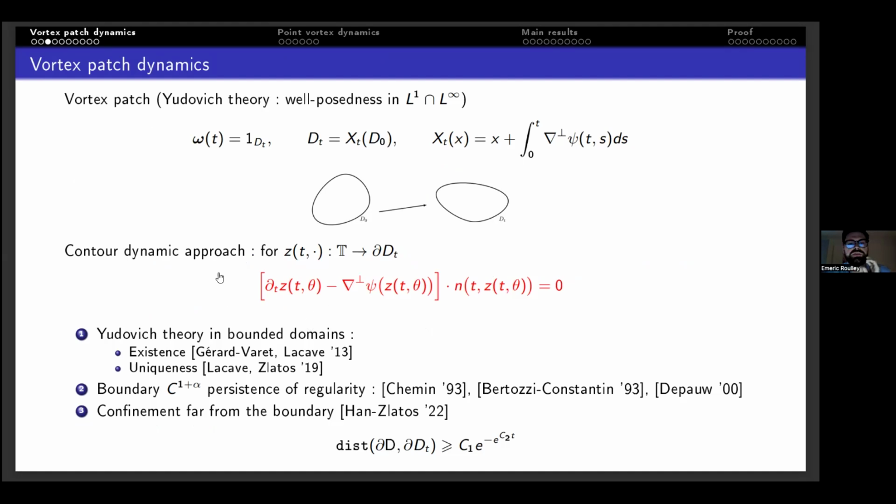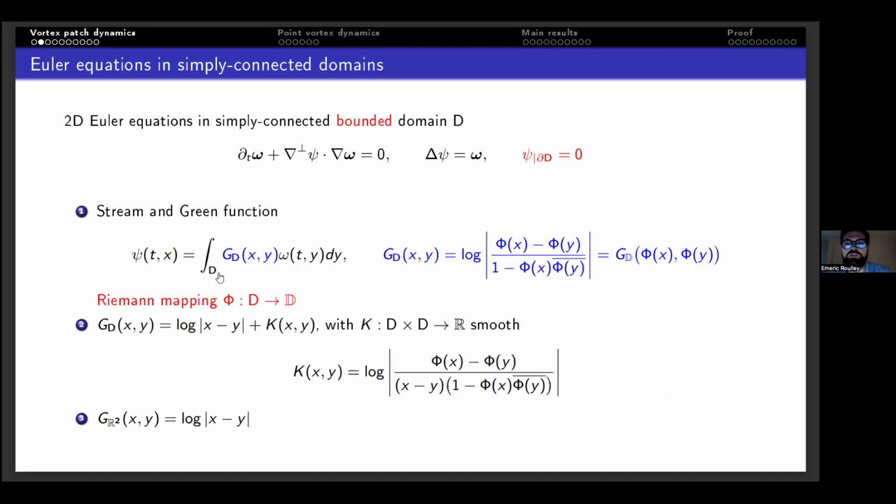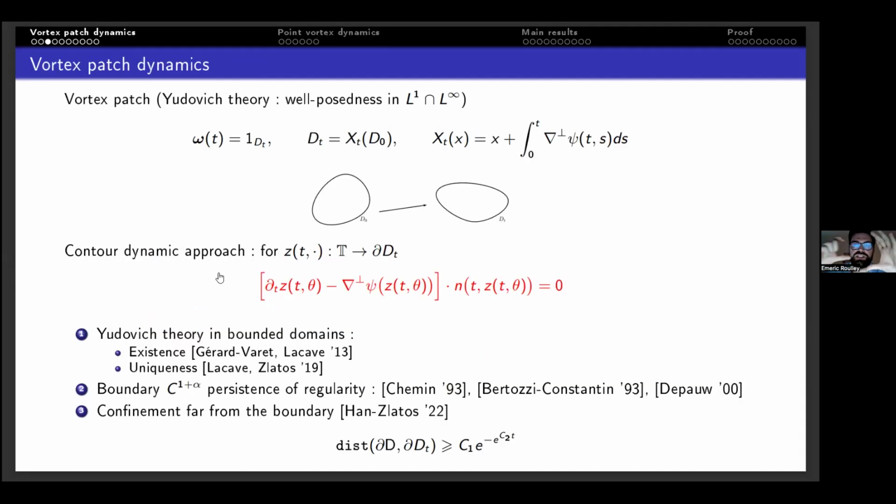But in bounded domains, the Yudovich theory can also be proved. And for instance, for the existence part, the most general result is due to David Gérard-Varet and Christophe Lacave, where basically there is no assumption on the regularity of the external domain. I should mention that, okay, we have a domain D, where the fluid lives, and the solution, which is a patch, is a domain inside the global domain D, and it evolves in time.